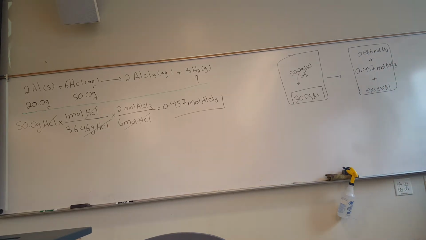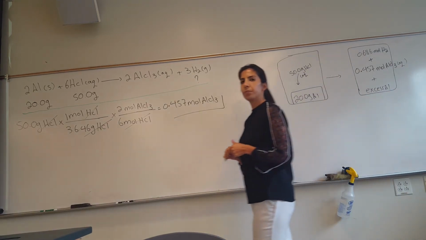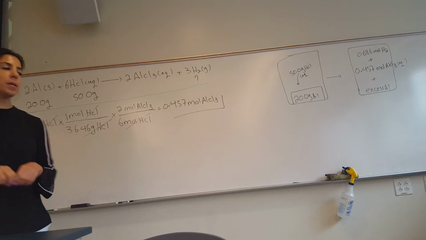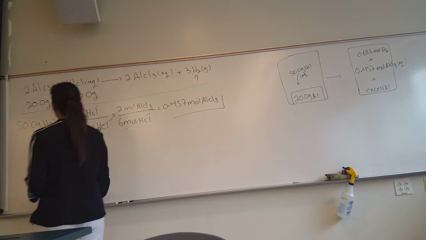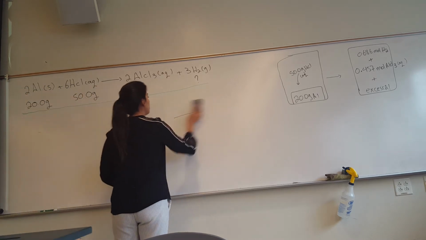So now look at this. Now I have a better understanding of exactly what I have in my reaction flask. I know exactly how much hydrogen gas, I know exactly how much aluminum chloride solution is going to be there, and I know that there is going to be some excess aluminum. Now let's see how much excess aluminum we're going to have here. We want to find the excess aluminum, or the leftover aluminum.